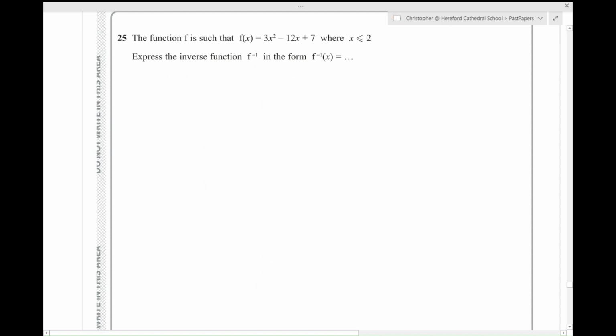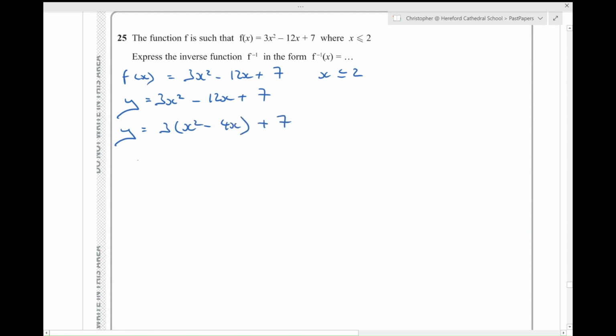Question 25. Right, we need to find the inverse function of this function. So I've got f of x equals 3x squared minus 12x plus 7, where x is less than or equal to 2. So I'm going to write that as y equals 3x squared minus 12x plus 7, and now I'm going to make x the subject of that. So I'm going to do that by completing the square on the right hand side. I really want to start with a unitary x squared, so I'm going to take out a 3.